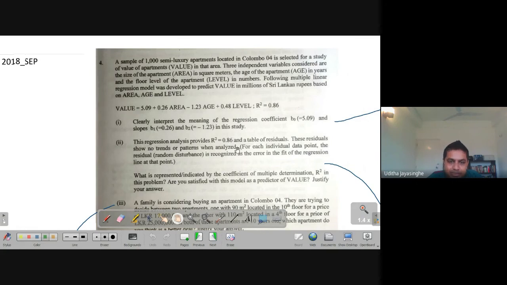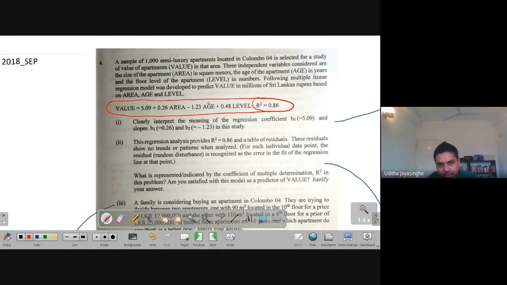The value of this apartment is going to be given by this equation: 5.09 plus 0.26 area, there is a variable, minus 1.23 age, plus 0.48 level. The area is going to get some sort of a value, age is a value like 1 year, 2 years. Likewise, level is going to be first floor, second floor, third floor. And R square is also given as 0.86. Clearly interpret the meaning of the regression coefficient B0 and the slopes B1 and B2. I think you can do it comfortably now.